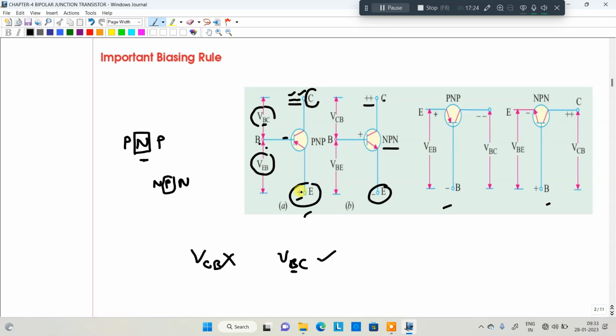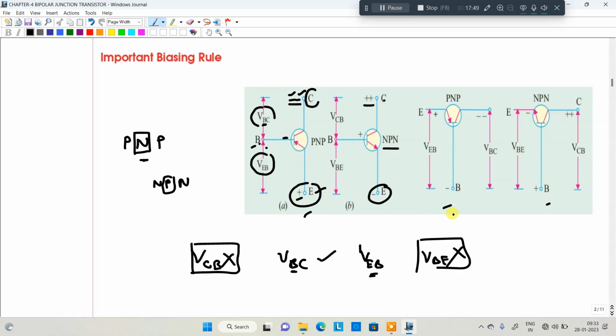Coming to VEB, E is positive compared to B, because B is negative, so E is positive. That's why it is VEB, not VBE. It is wrong to write VBE; it is represented correctly as VEB. Got my point? Similarly, in all the cases, whichever is more positive, you can take it as the first letter. That is another rule we have to remember.